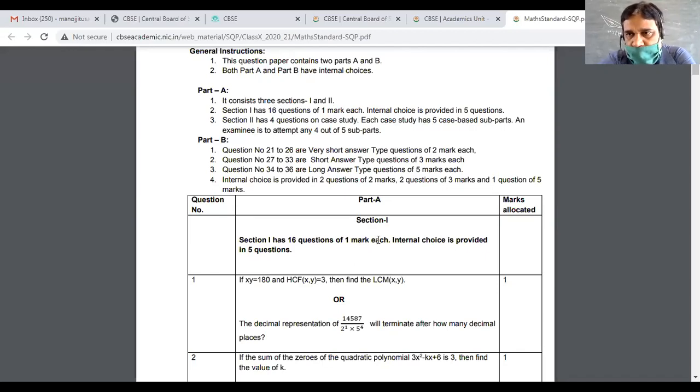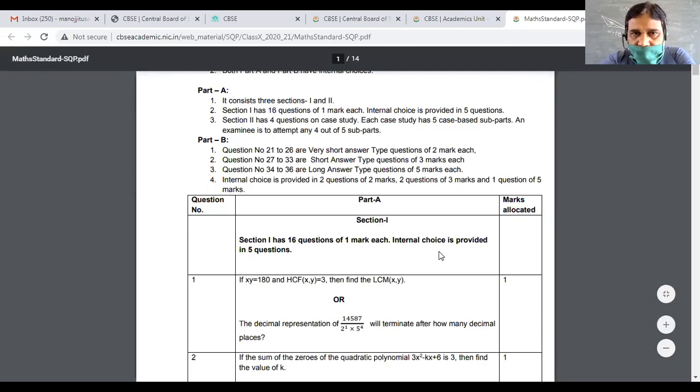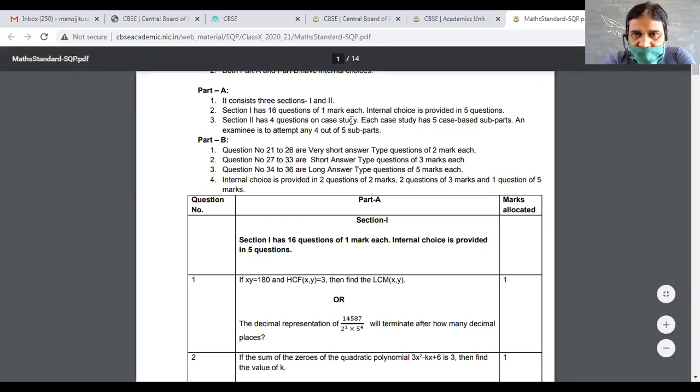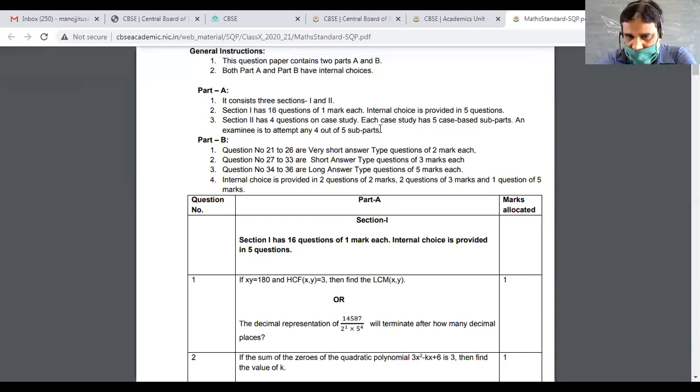Each question carries 1 mark. Section 1 has 16 and section 2 has 16, total 32 marks. So part A contains 32 marks of 1 mark questions only, short questions. Now what is the new pattern?